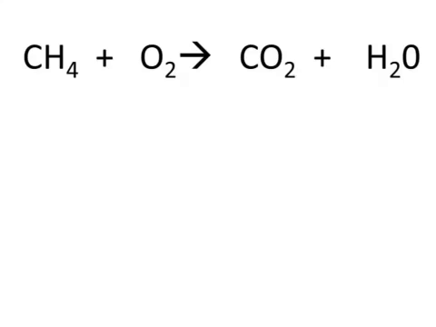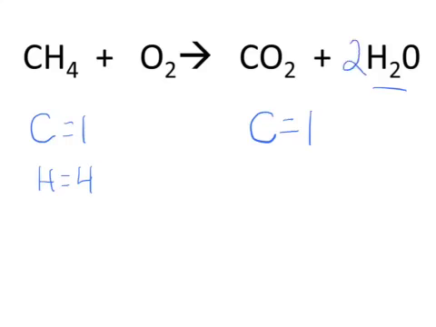On the left side, we have one carbon, and we have one carbon on the right-hand side. On the left-hand side, we have 4 hydrogens. To get 4 hydrogens on the right-hand side, we have to multiply the water by 2. Now we have 4 hydrogens. So our carbons and hydrogens are balanced. Now we need to make sure our oxygens are also balanced.